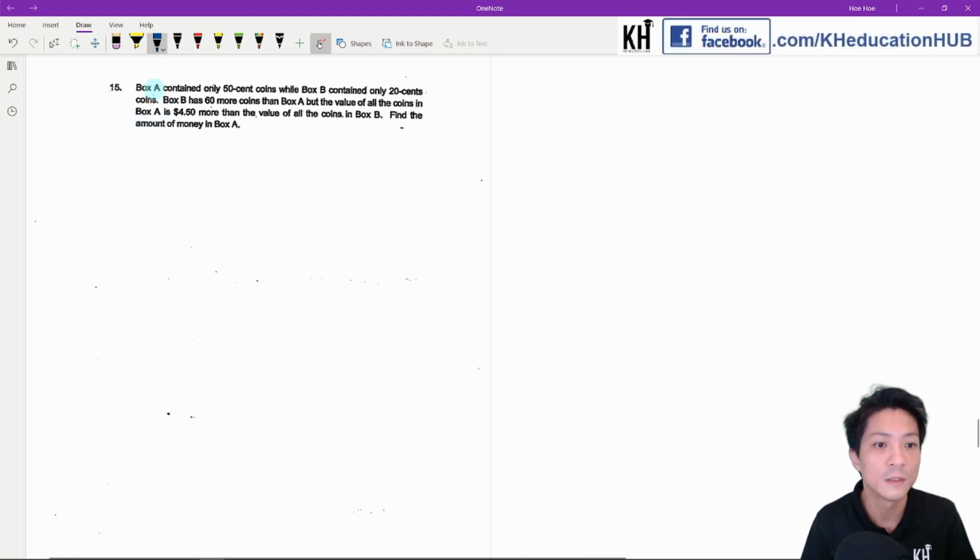Question 15. Box A contained only 50-cent coins, while box B contained only 20-cent coins. Box B has 60 more coins than box A, but the value of all the coins in box A is $4.50 more than the value of all the coins in box B. Find the amount of money in box A.